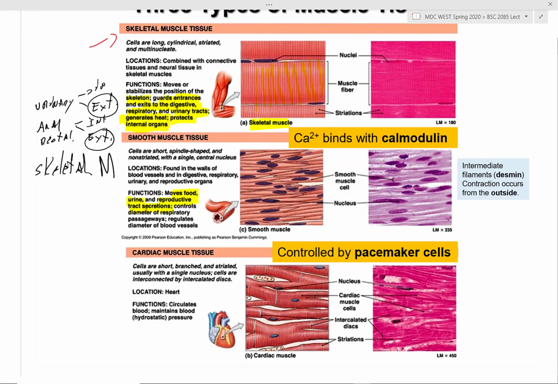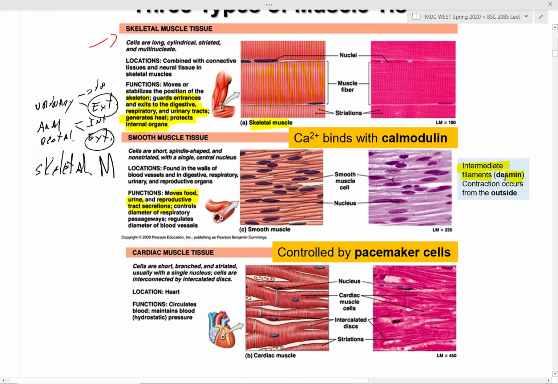Again, smooth muscle, spindle shape. Okay? Now, the main thing that I want you guys to see here is that, you see, it's there in orange. It says calcium binds to calmodulin. Okay? What is calcium binds to calmodulin? That is on the smooth muscle. Calcium will bind to calmodulin. That is something specific that takes place in the smooth muscle. Also, in the smooth muscles, you have intermediate filaments, and these are known as desmins.